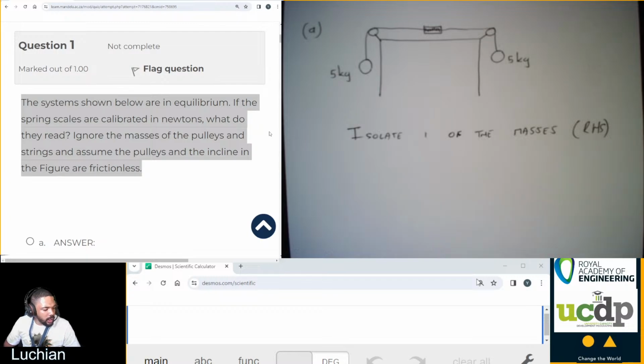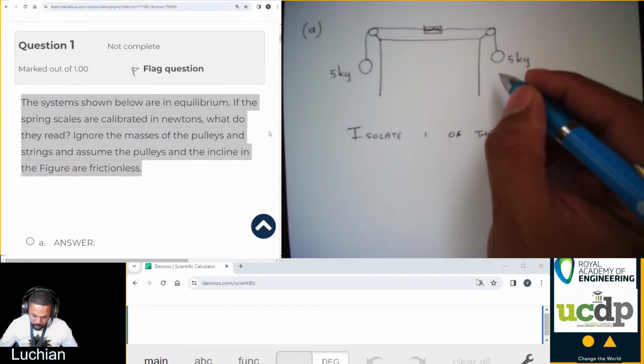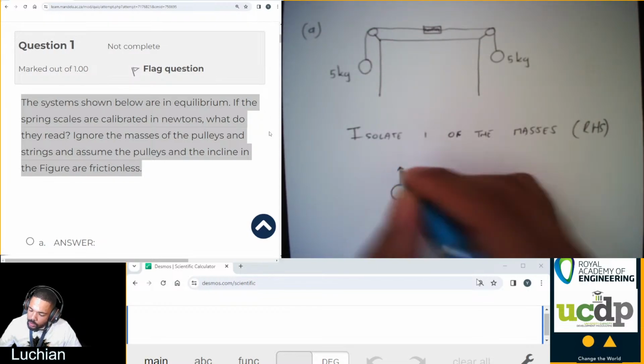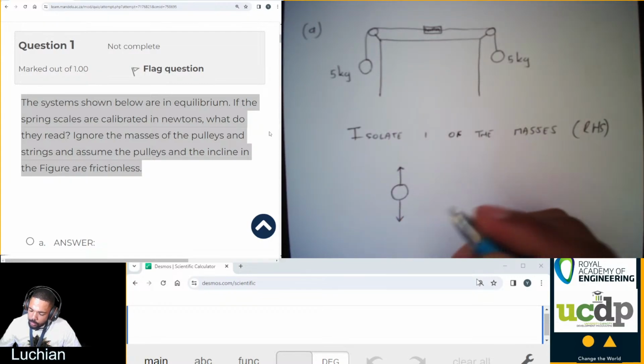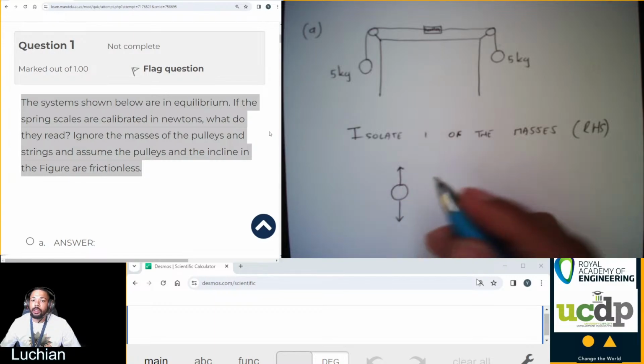You can pick the one on the left hand side. We're just going to isolate one of these masses. Isolate either mass. Then what you do is, for that mass, you can draw for that 5 kilogram mass a force diagram, a free body diagram.